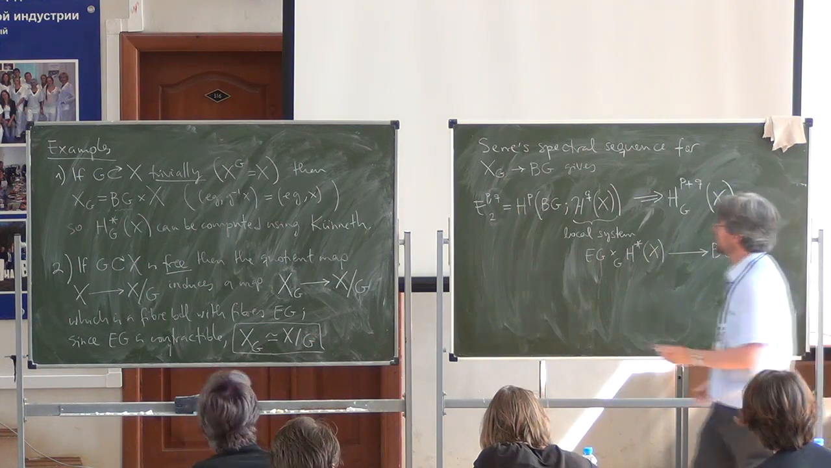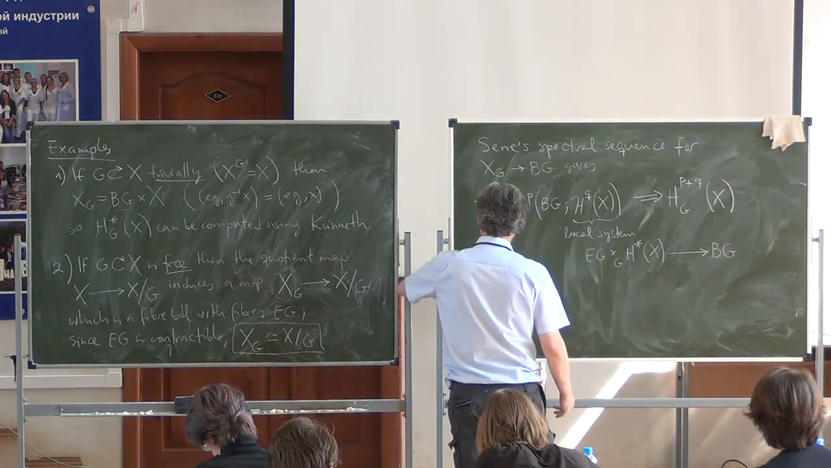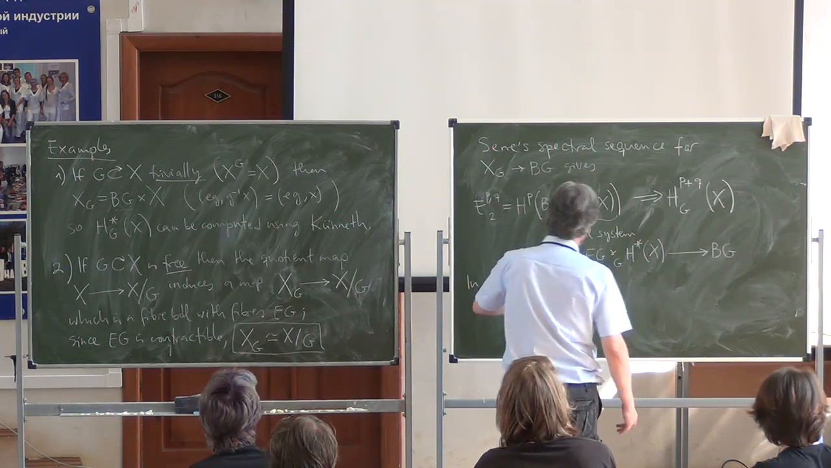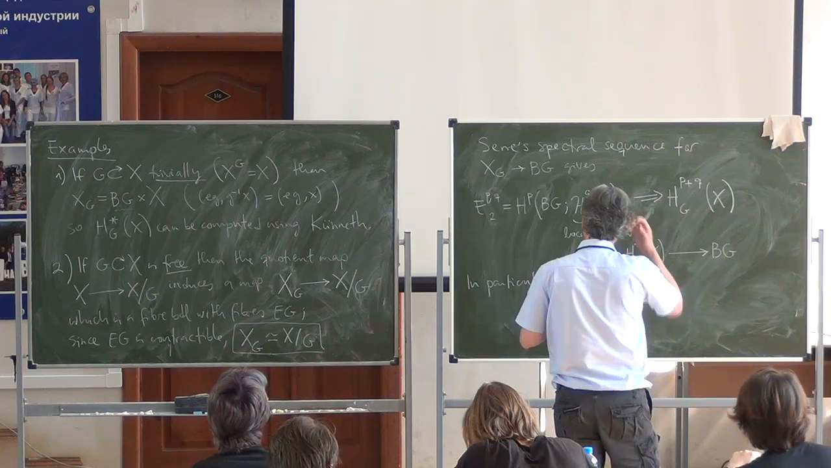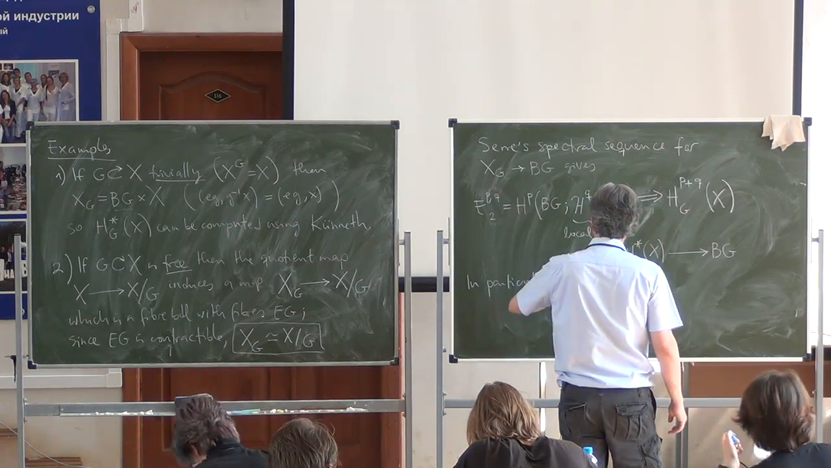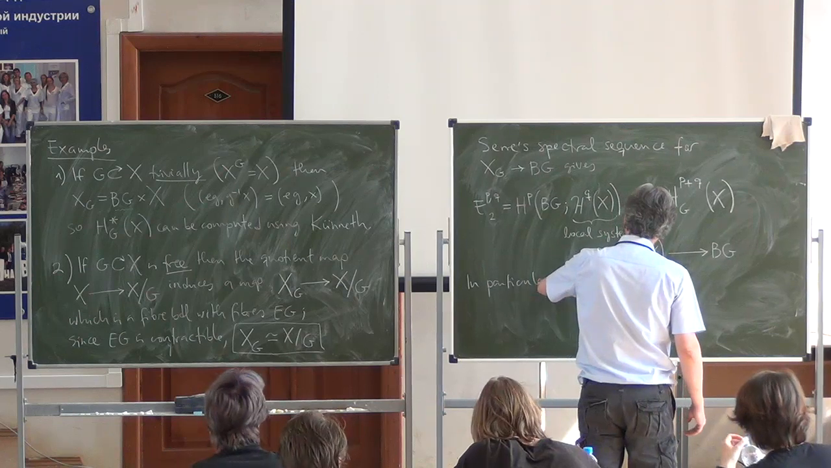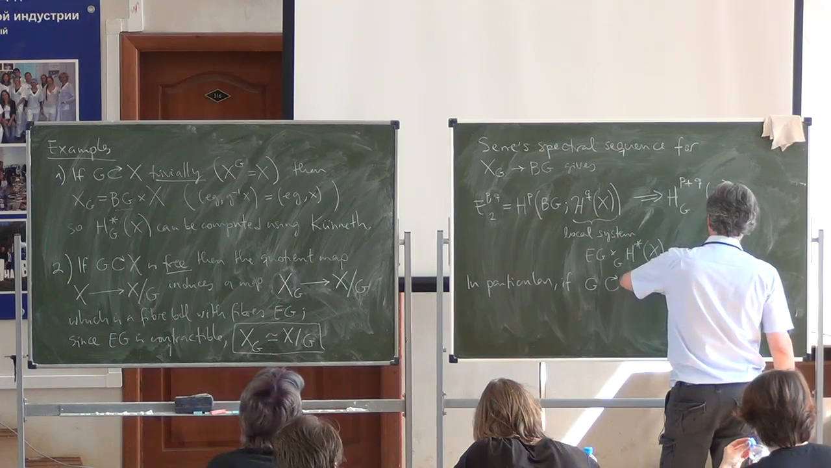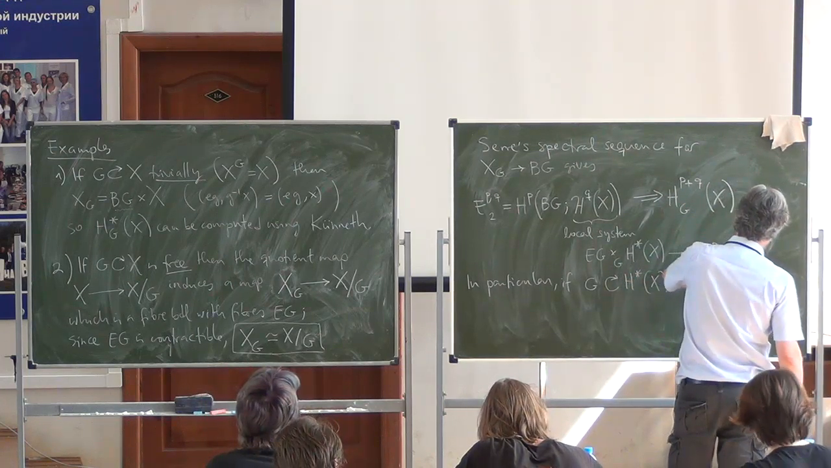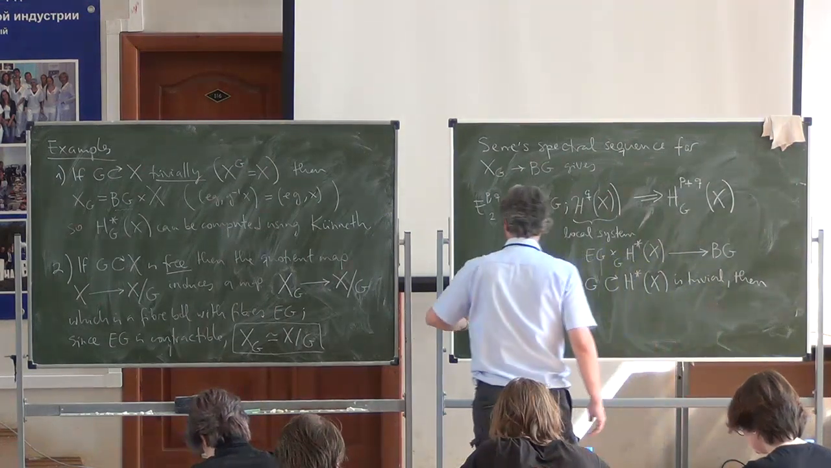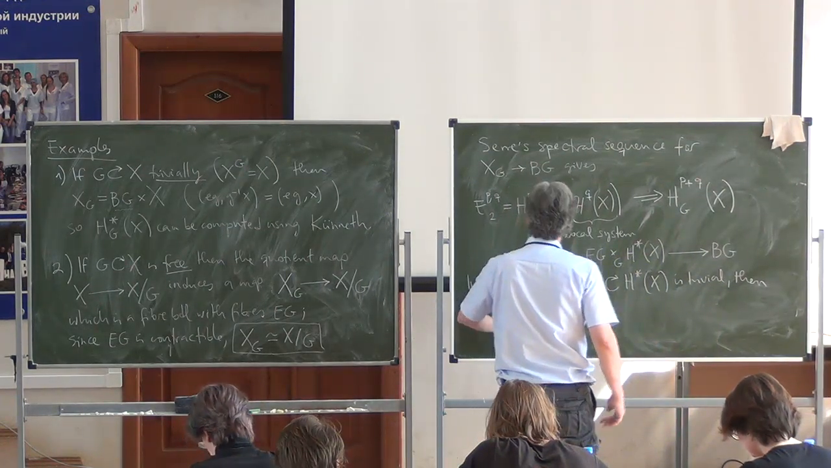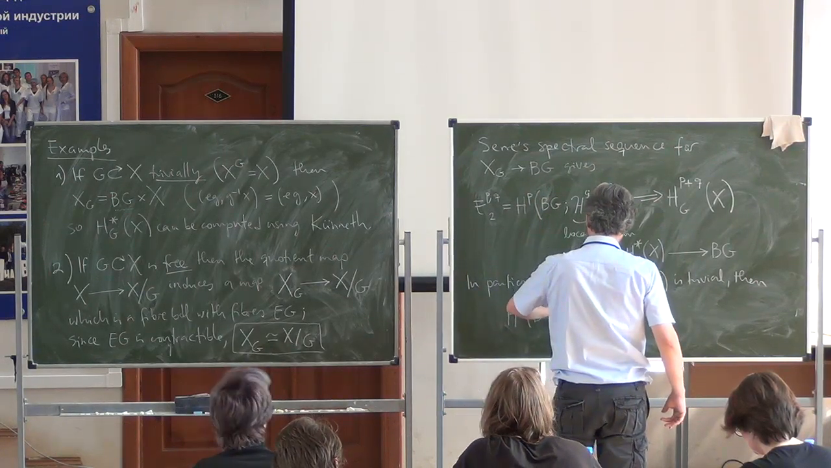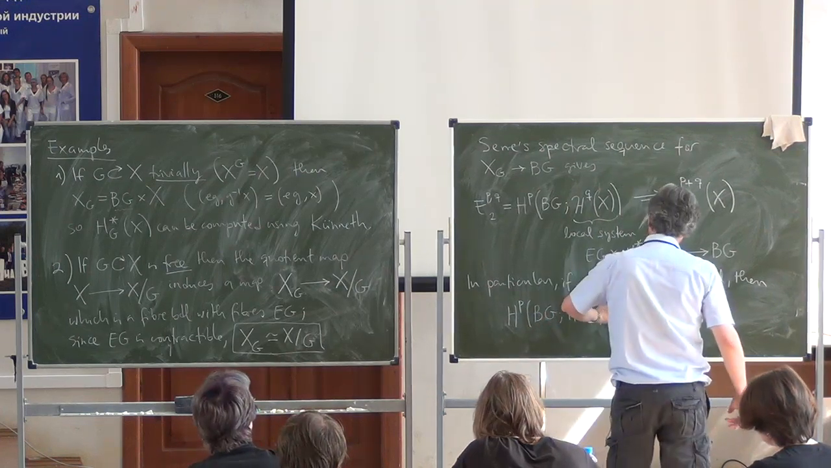In particular, if the action of G on the cohomology is trivial, then you can replace this local system. The local system is trivial.